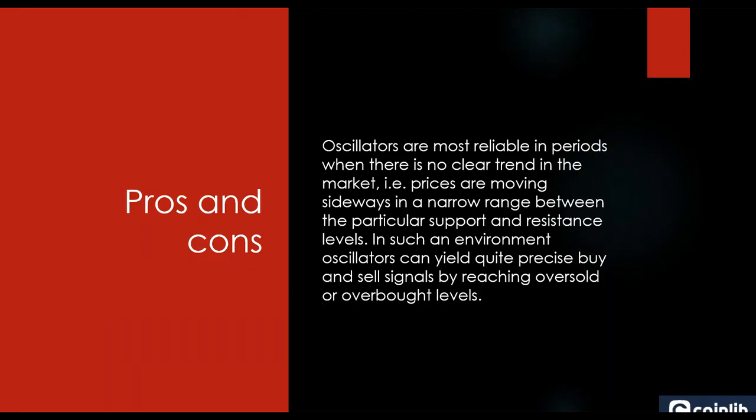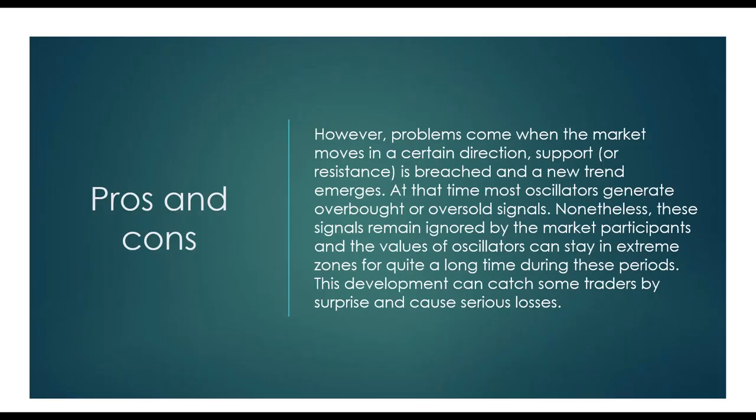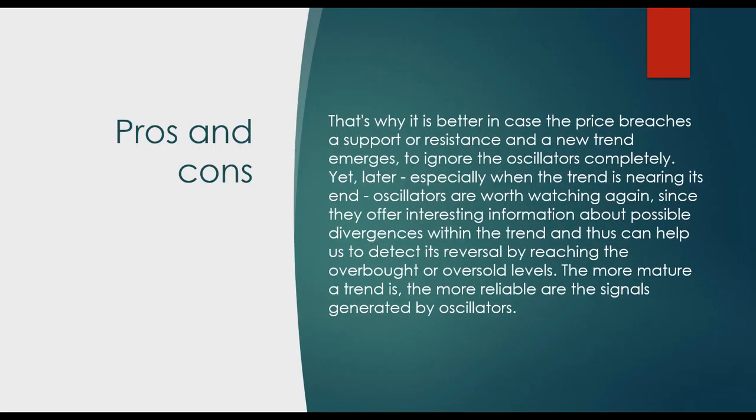Okay, oscillators are the most reliable in periods when there's no clear trend in the market. Prices are moving sideways in a narrow range between a particular support and resistance level. But again, support and resistance level. In such an environment, oscillators can yield quick, precise buy and sell signals. I believe in oscillators and indicators as interpreters. When we can't understand what the price action and what the price on the chart is trying to tell us, we can go to these indicators or to these interpreters to see if they can help interpret it a little bit better for us.